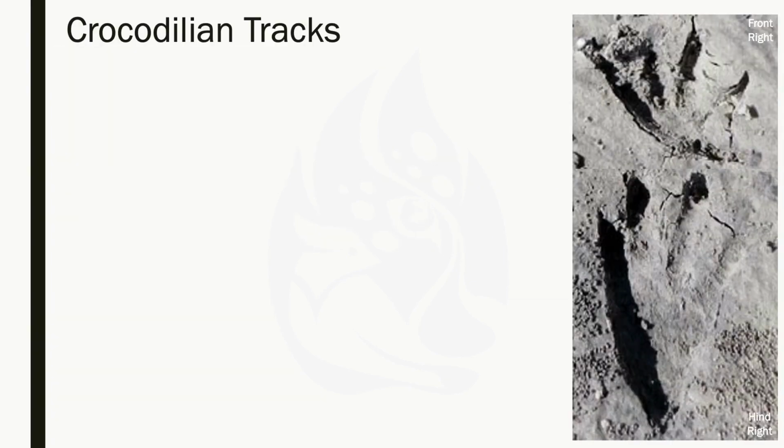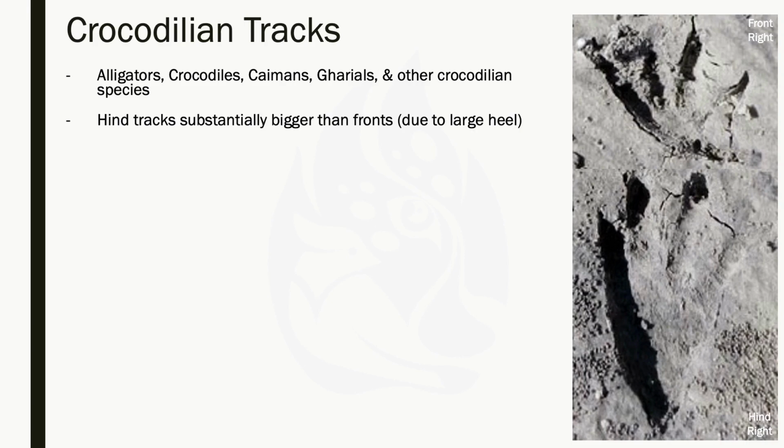So in crocodilian tracks, we're talking about alligators, crocodiles, caimans, gharials, and any other crocodilian species across the planet. They all have the same basic characteristics, and here's what you're going to look for. First of all, the hind tracks are a lot larger than the front tracks, and that's because they have this large heel, which you can see here in the red outline.